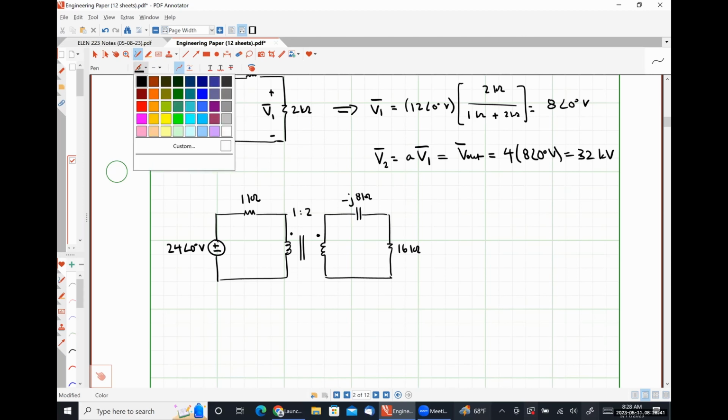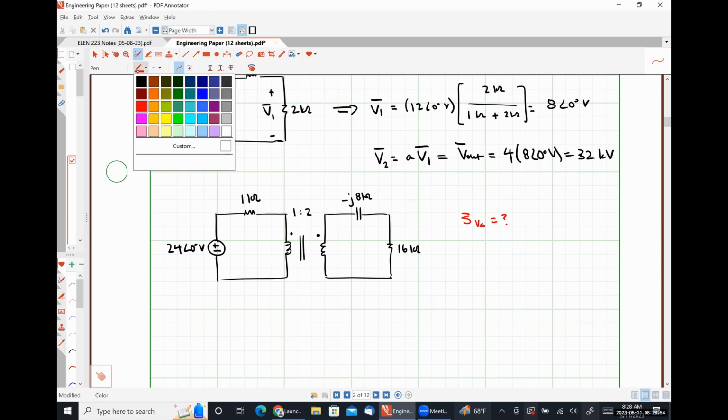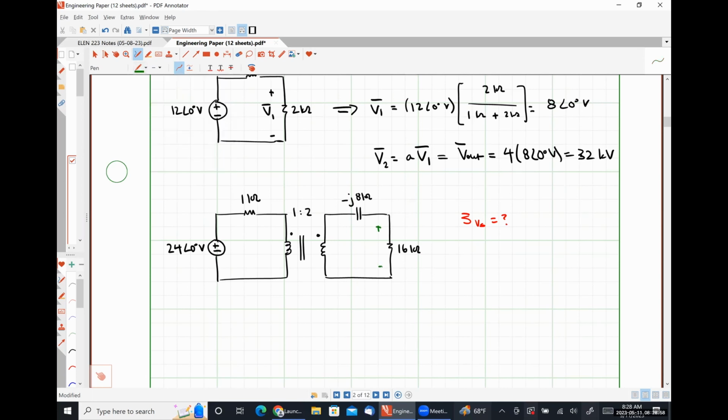So I want to know a couple of things here. The first thing I want to know is the complex power supplied by my voltage source. Another thing that I want to know is the voltage drop across my 16 kiloohm resistor. And another thing that I want to know is the impedance seen by my voltage source, which honestly is probably going to be the first thing that we do, because it'll make solving for the other part easier.